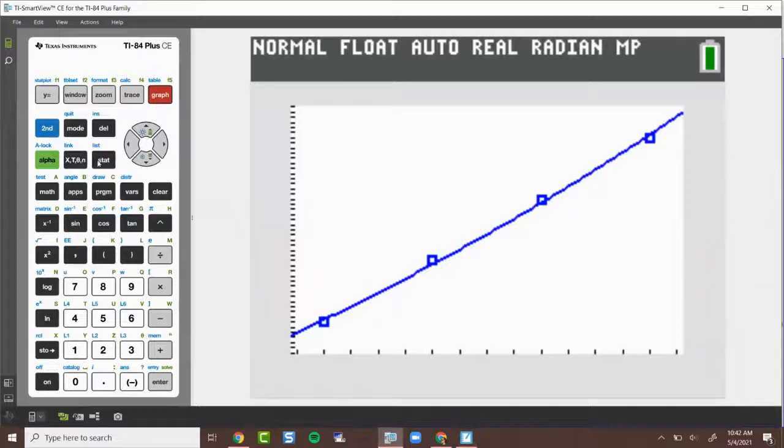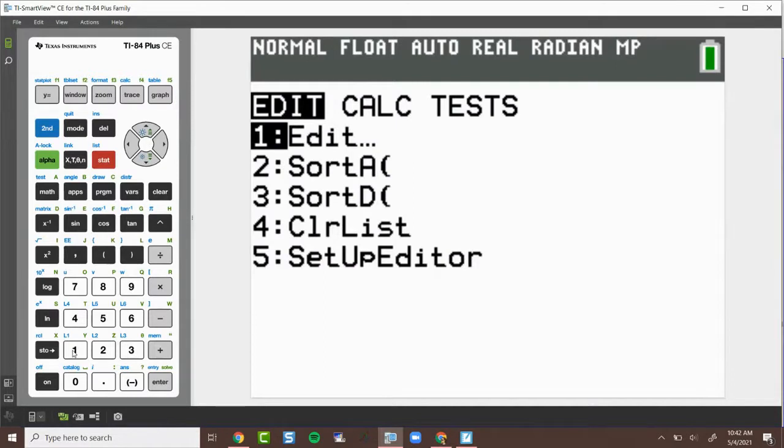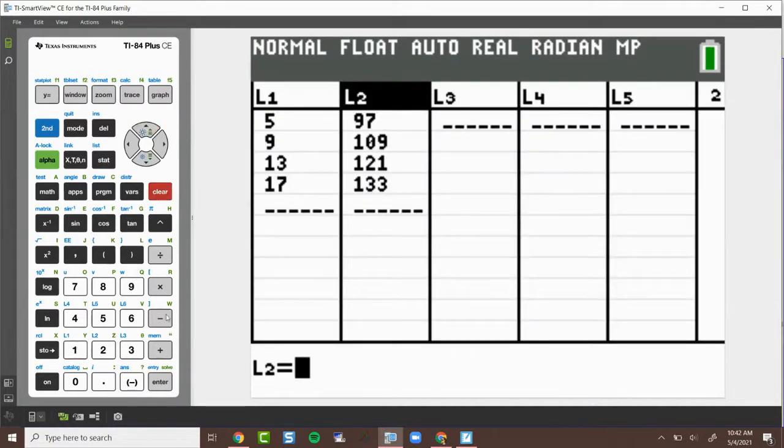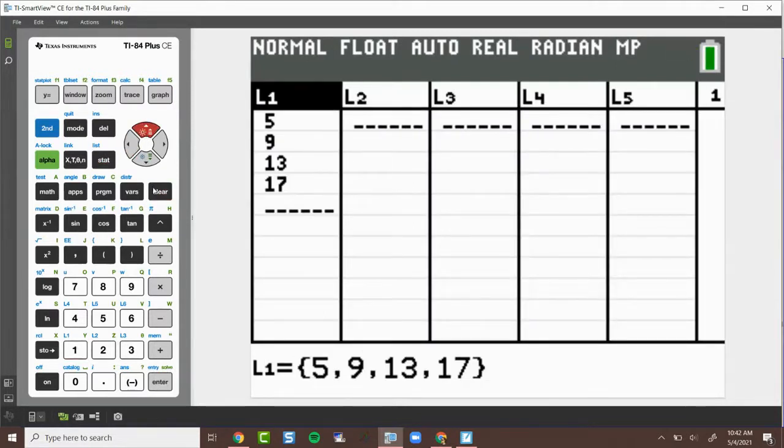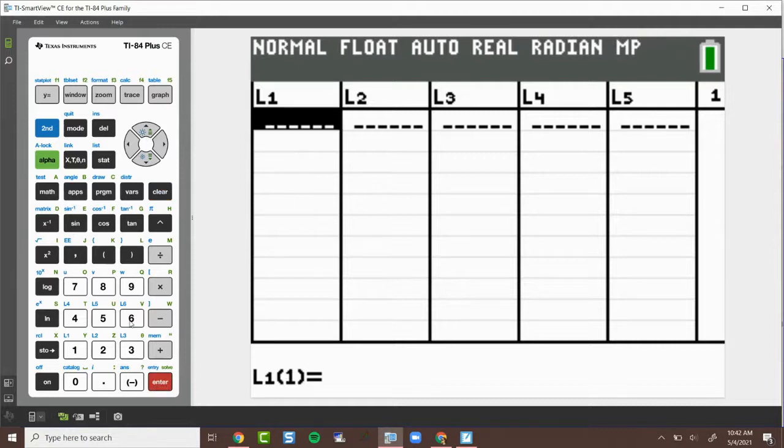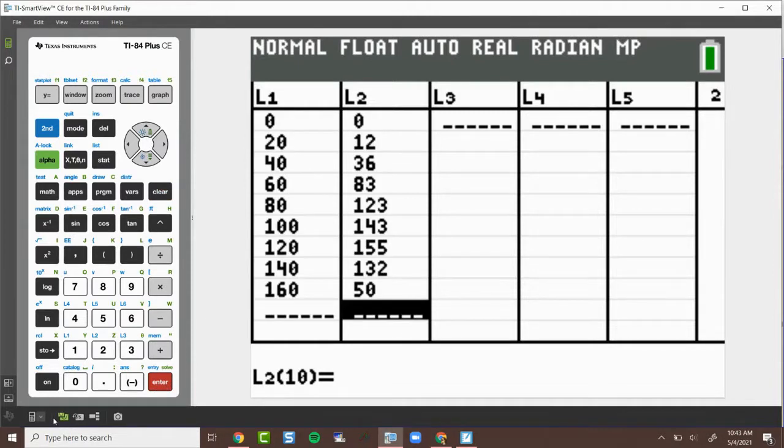So we're gonna do the same thing. We're gonna hit stat and edit, and we're gonna go ahead and enter in all of this information in our graphing calculator. All right, and here's what your list should look like.